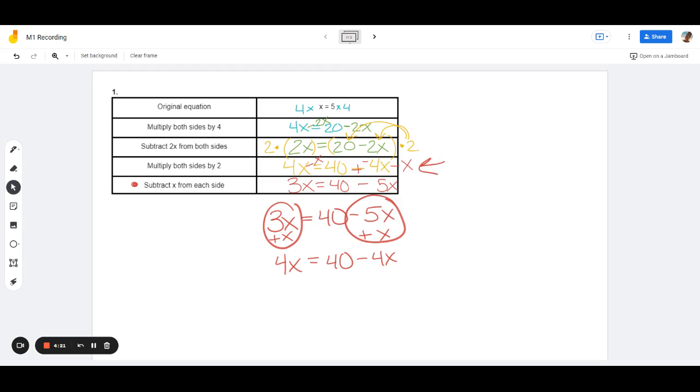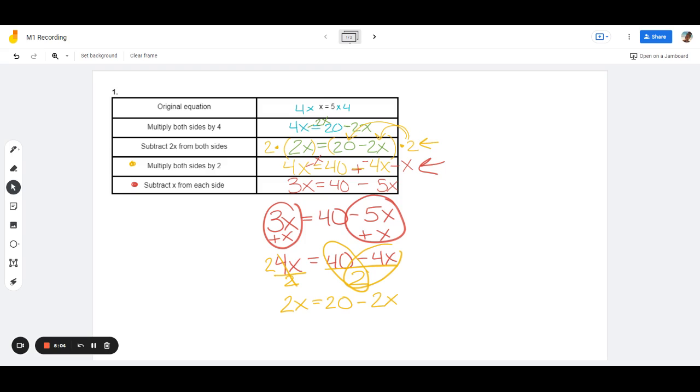So now we want to undo multiplying both sides by 2. So in order to do that, we have to divide both sides by 2. And we have to divide the entire left-hand side and the entire right-hand side by 2, not just part of it this time. So 4 over 2 would give us 2. So on our left-hand side, we have 2x. And that's equal to, well, we can think of this as kind of two separate parts. We have 40 over 2, which is 20. And then negative 4x divided by 2, which is negative 2x. Okay, so that's what we had here.